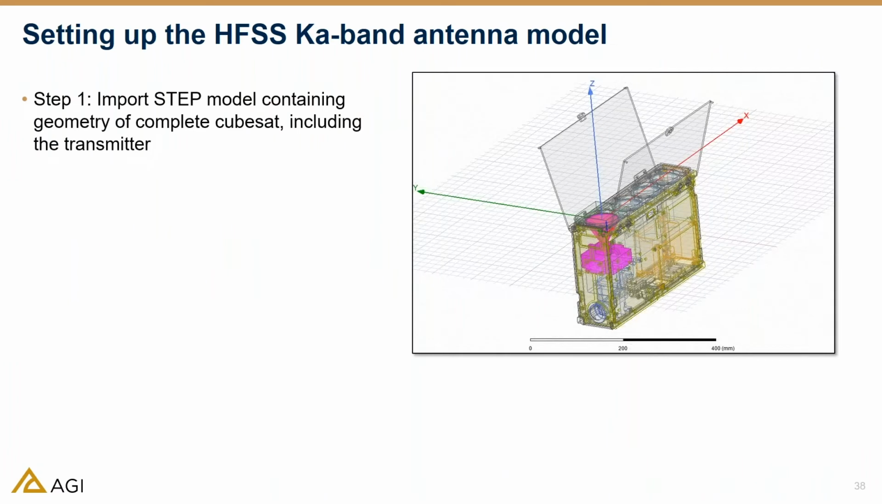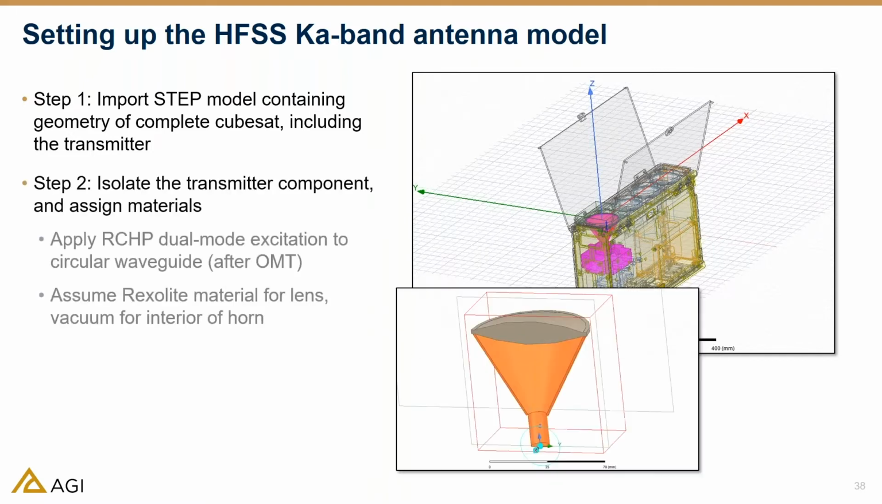Next slide, please. Now, the process for modeling the antenna is pretty straightforward. First, we were provided a STEP model, a CAD model containing the 3D structure and the major components of the CubeSat. This was imported into the analysis suite to see the CubeSat structure and to get at the various internal components.